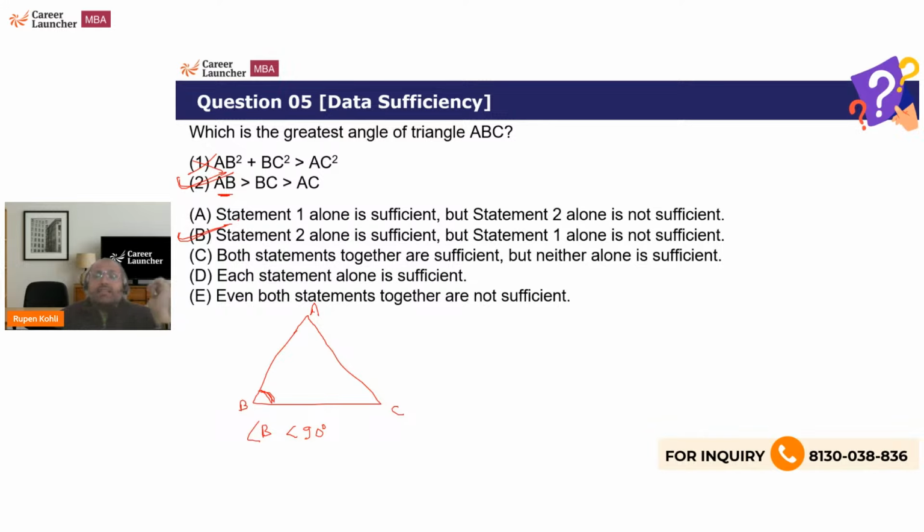Sides and angles are in the same increasing order. So AB is the largest side, so the angle opposite to that is angle C. That must be the largest. So angle C must be the largest, right? And then BC is the middle side, so angle A is the second largest, and AC, so angle B is the smallest. So we know the definite order of the angles, right?